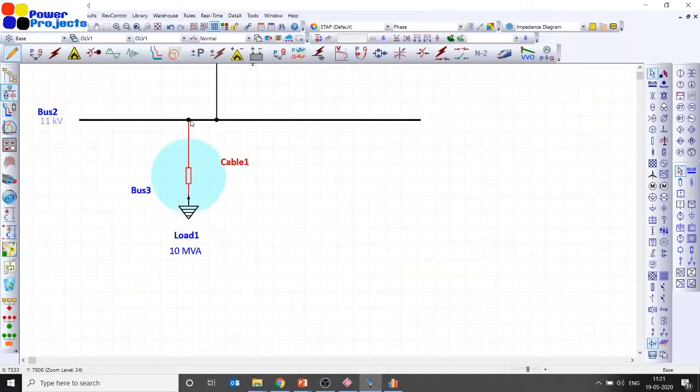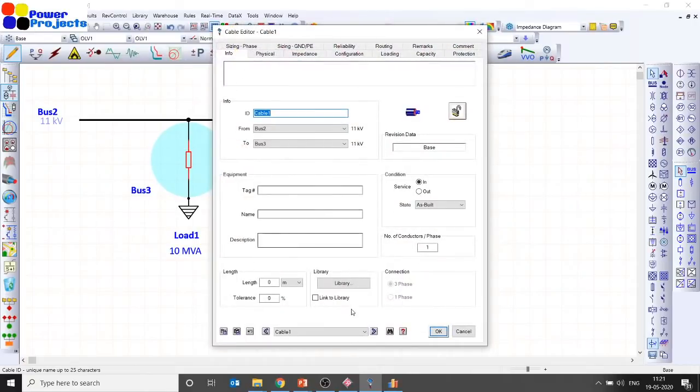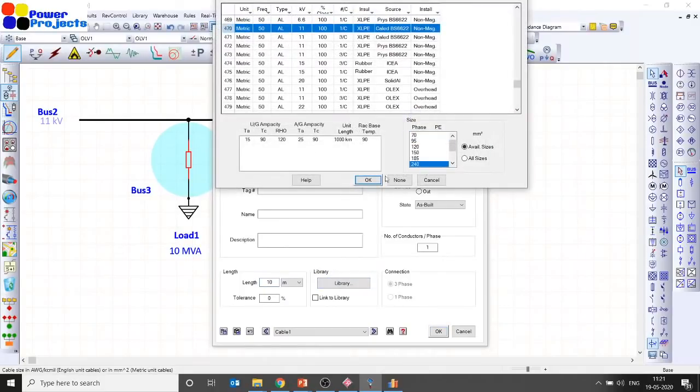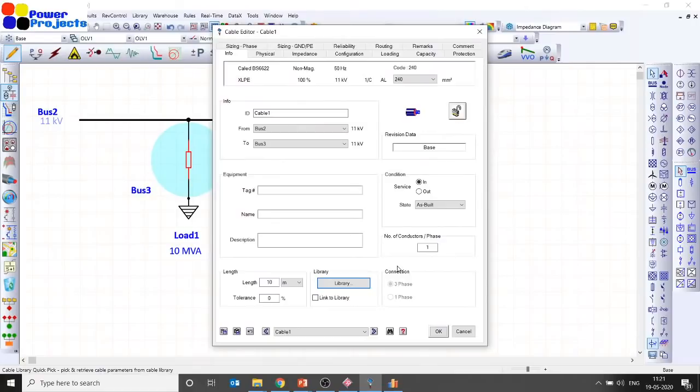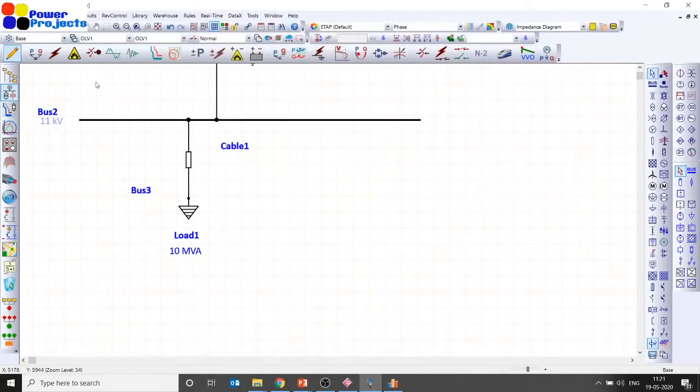Let me take an 11 kV cable, maybe only a few meters. That is just for displaying the results, nothing more. Let me take a 10 meter cable with the library of 240 square mm cable. That's anyway fine. Maybe assume 4 runs.